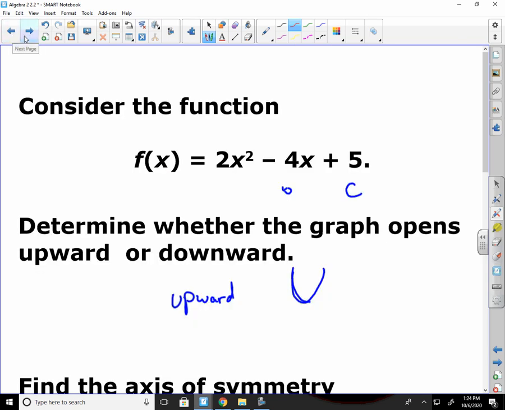Okay, we're going to stop there, and I will give you some problems on this, finding axis of symmetry and things of that nature.